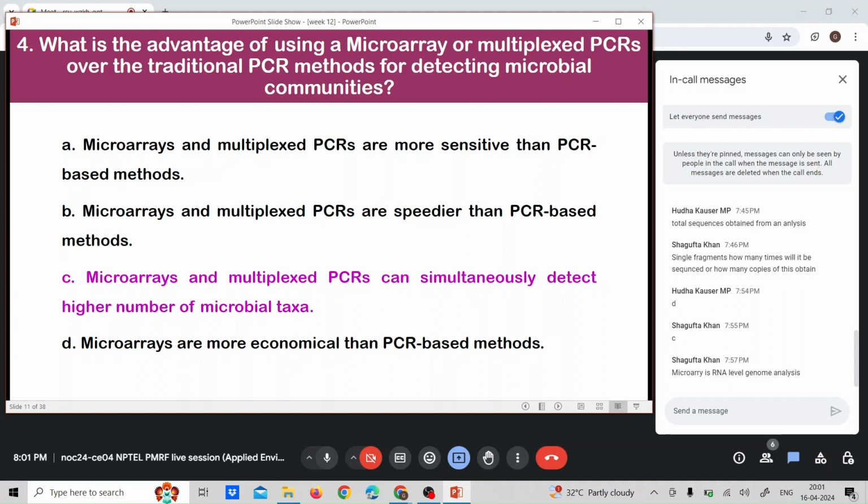And about the sensitivity, based on the data analysis. So in that case, the key difference between a conventional PCR technique and this multiplex PCR technique is that they can simultaneously detect a higher number of microbial taxa, and that one key point brings about all the other differences that are mentioned here. So the key difference is it can simultaneously detect a higher number of samples. I hope that was clear. Is that clear?